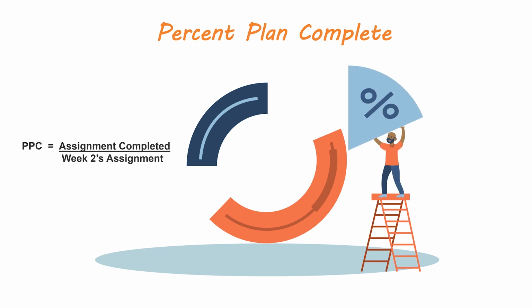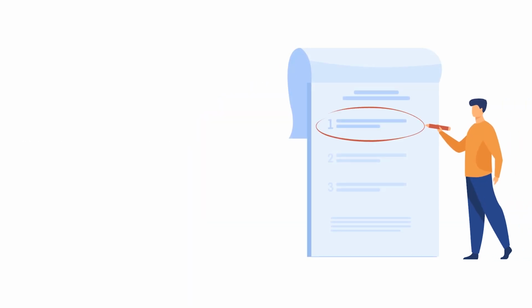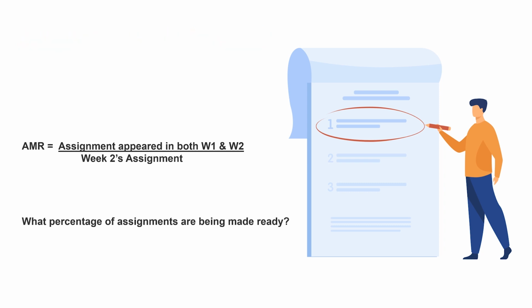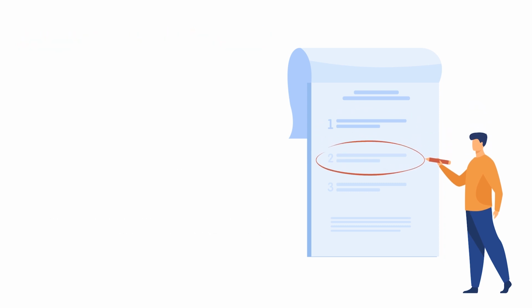Percent plan complete is the measurement of the percentage of weekly planned tasks that were completed that week. Tasks made ready. This lets us know how many oven ready, so to speak, tasks there are, meaning no waiting to get them started. Again, this is given as a percentage.